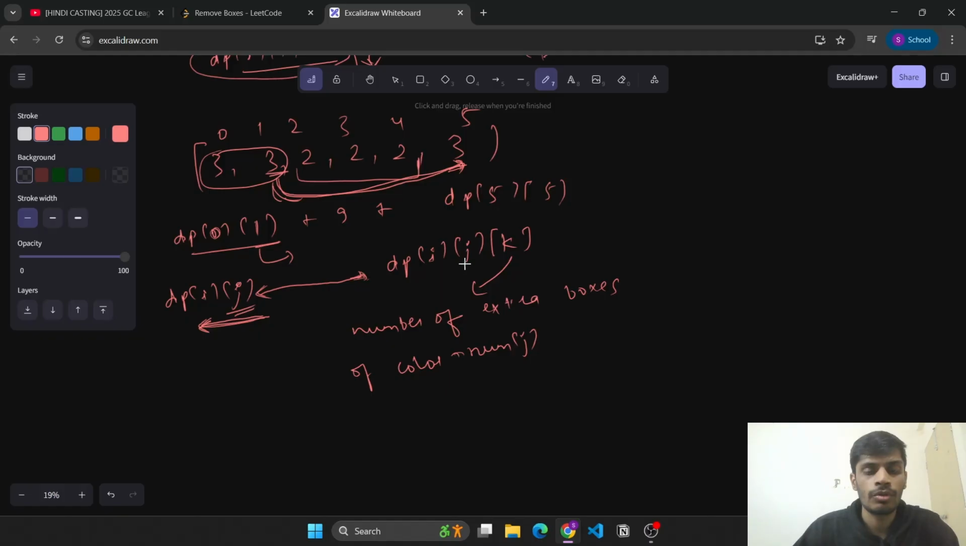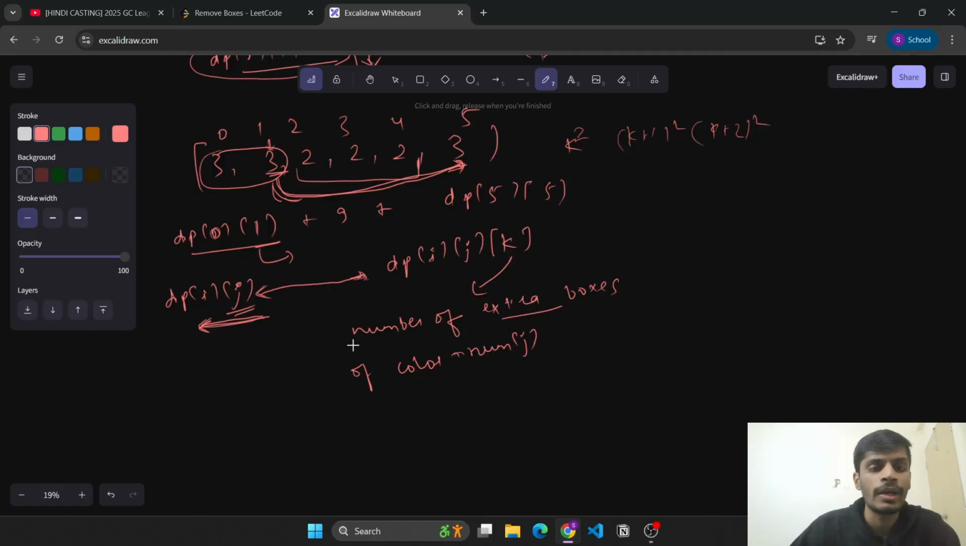Okay, so for the color present at this jth index, we need to find the number of extra boxes we have which we can utilize to increase the count. Initially it was k square, so we need to make it k plus 1 square or k plus 2 square. So we want to increase this, right? Suppose we had k boxes, so we need to increase that count.